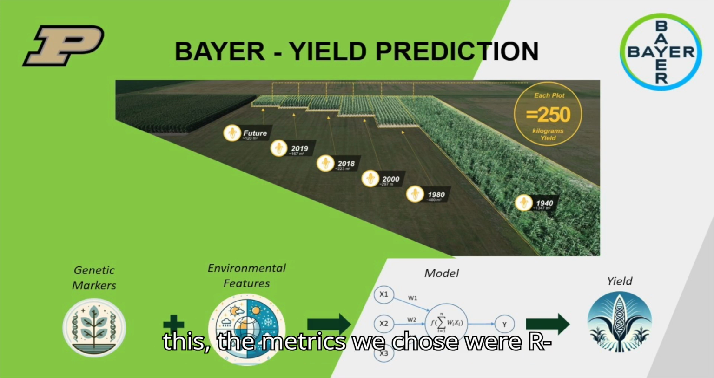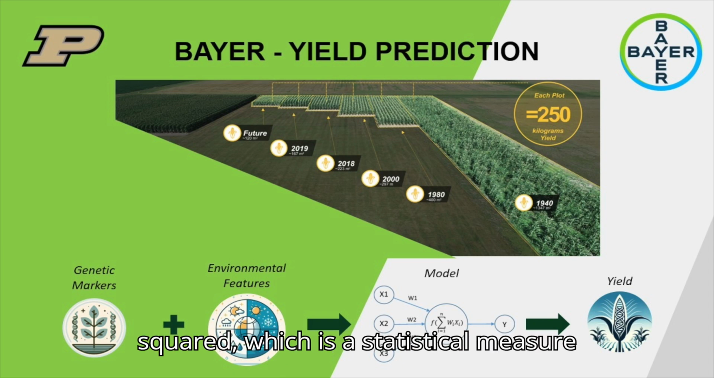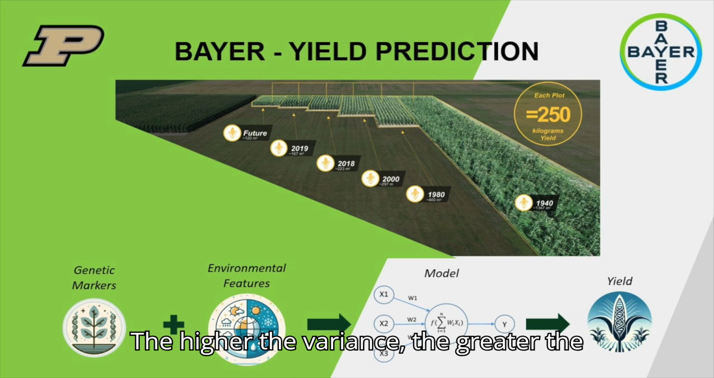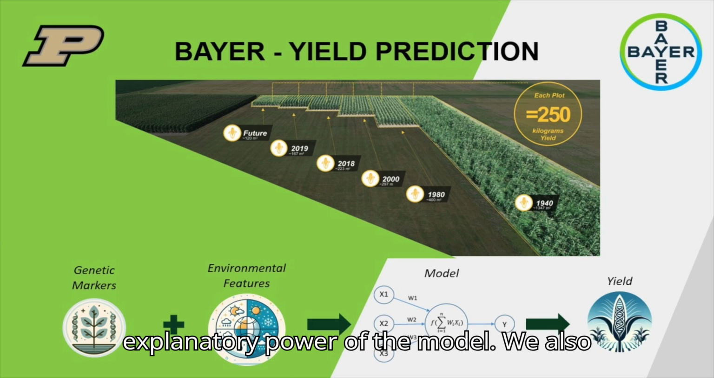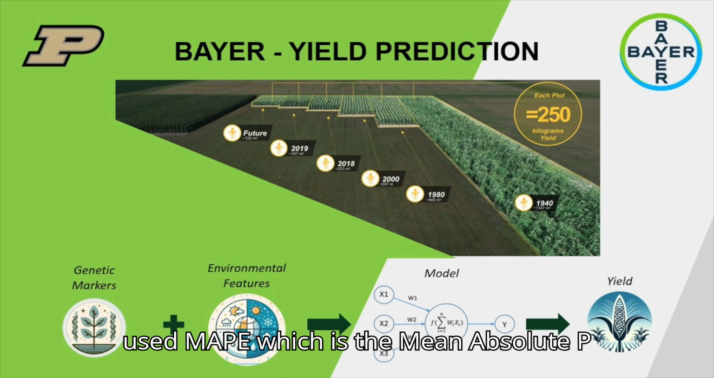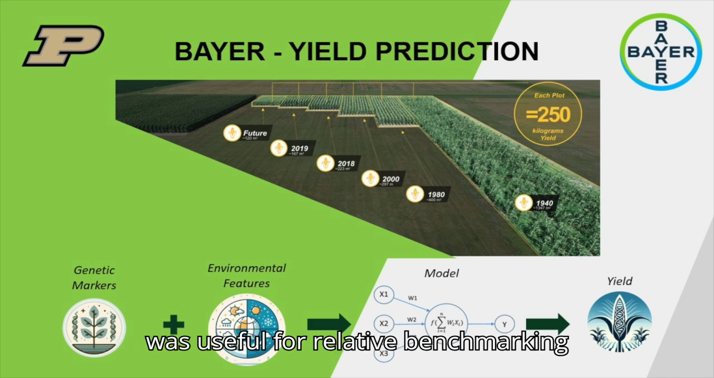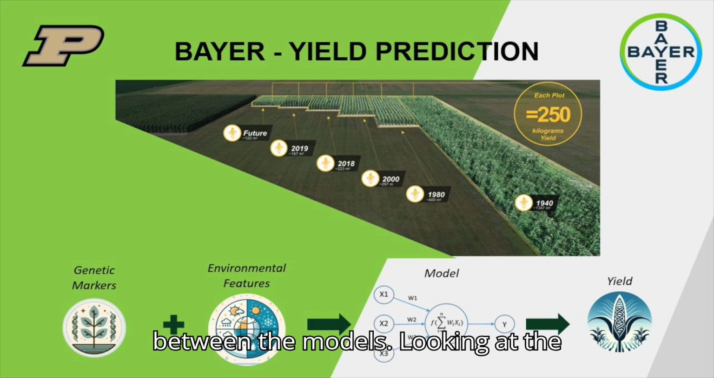For this, the metrics we chose were R squared, which is a statistical measure that represents the proportion of variance. The higher the R squared, the greater the explanatory power of the model. We also used MAPE, which is the mean absolute percentage error, which represents the mean absolute error as a percentage, and that was useful for relative benchmarking between the models.